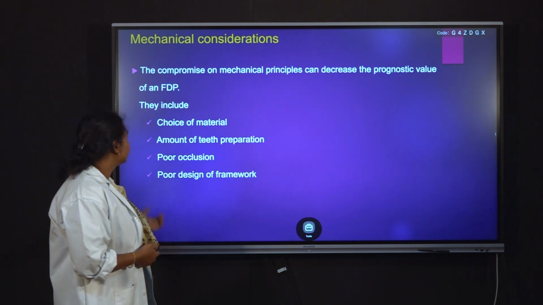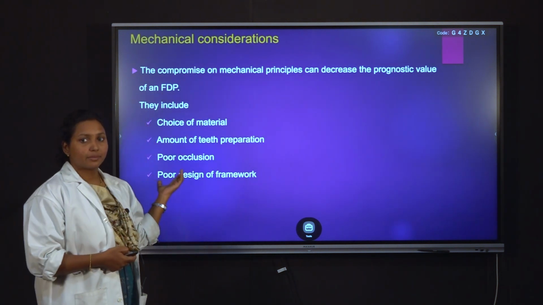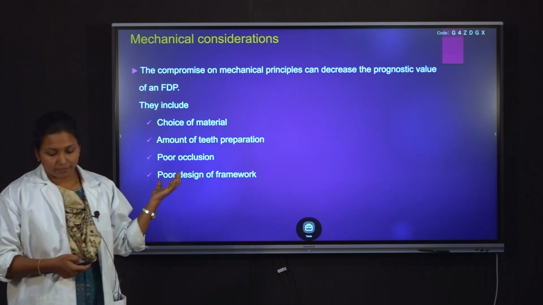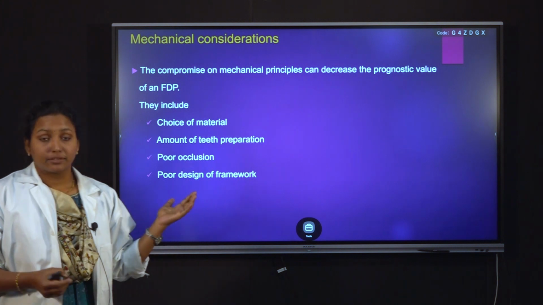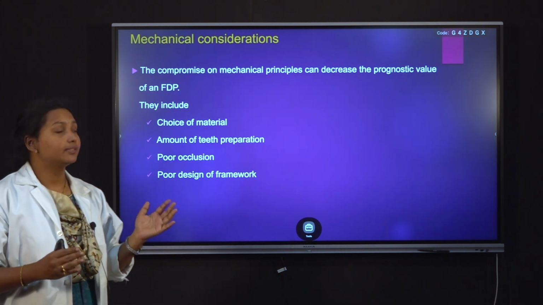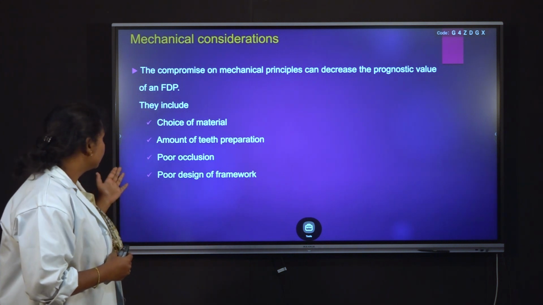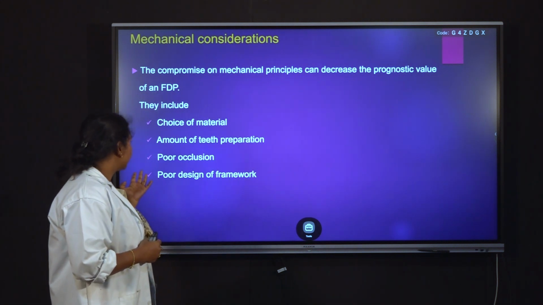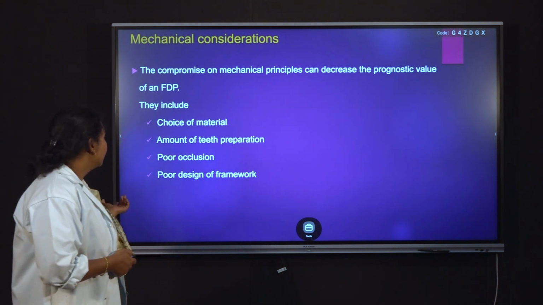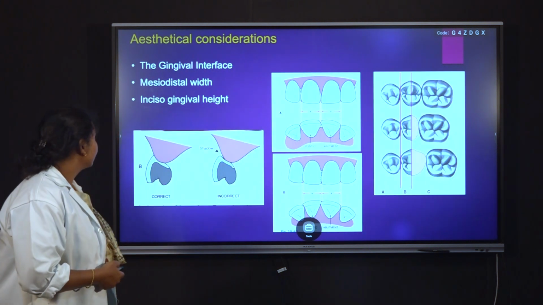Mechanical considerations, choice of the material: metal ceramic material is the best for this Pontic. And amount of tooth preparation, there should be a sufficient amount of tooth structure, and also sufficient clearance for the material in order to prevent it from fracture. And poor design of the framework will also affect the mechanical properties.